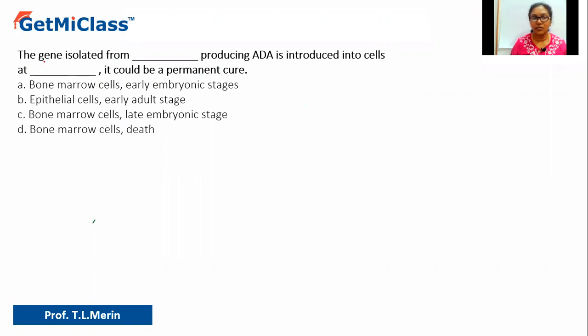Now let us understand the question. The question says gene isolated from dash producing ADA is introduced into the cells at dash. It could be permanent cure. So you concentrate on the keywords that say gene isolation, production of ADA, and permanent cure. So when we talk about isolation of the gene, which is actually responsible for the production of ADA.